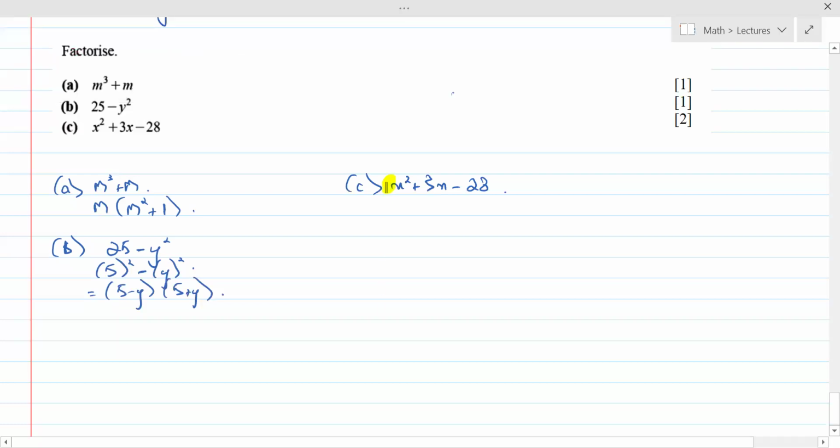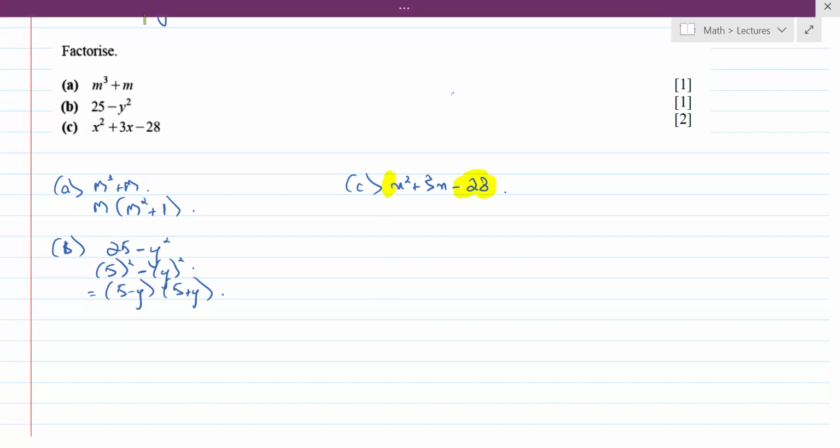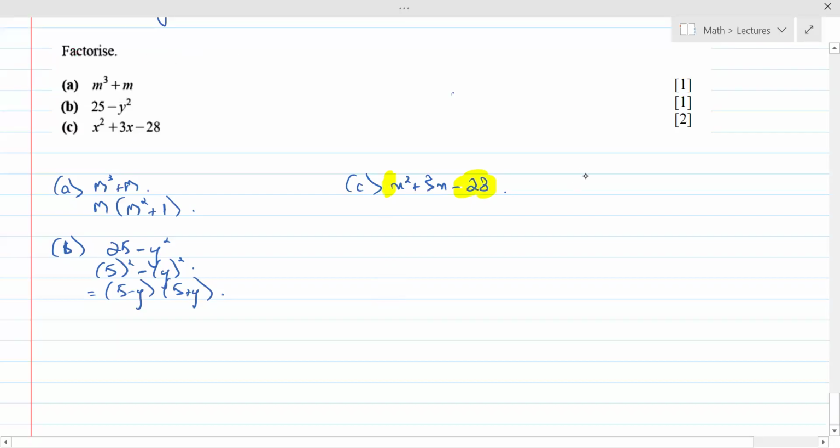term, which should be 1 here because there is no number written here, so by default it's a 1, with minus 28 being the constant. So 1 into minus 28 gives us a minus 28 only. So you now look for all the possible factors for minus 28. So 1 into minus 28, that's one possibility. Minus 1 into 28, that's second possibility.